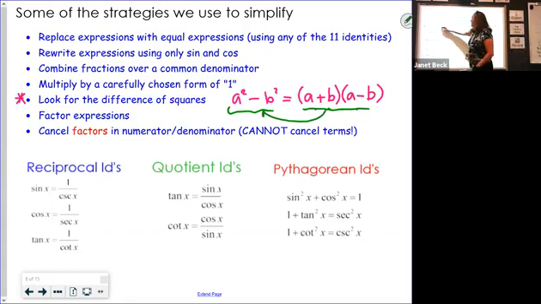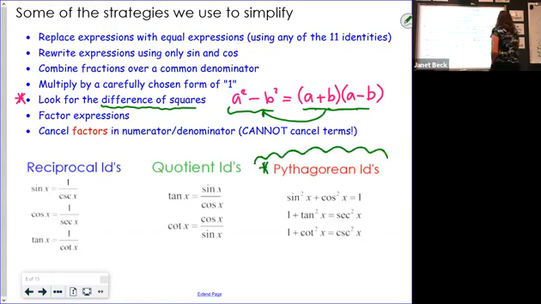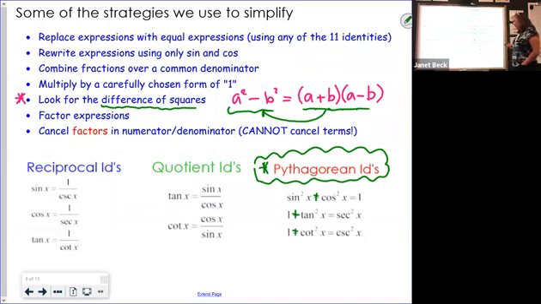If you've got difference of squares, a huge hint is it's going to have something to do with a Pythagorean identity. Now, if you look at these Pythagorean identities, they're all sum of squares. Two squares added equals one thing. But if you manipulate them, you can always subtract something to the other side. And now you have difference of squares.